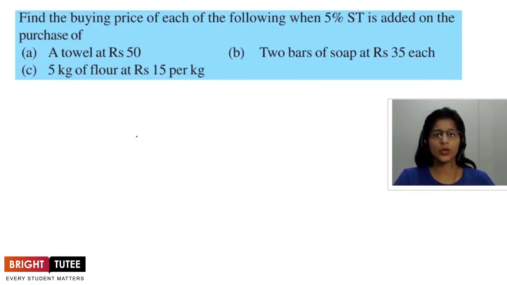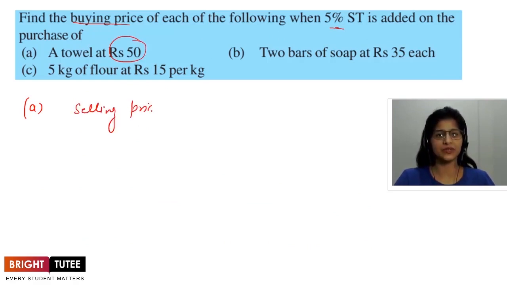Let us practice one more question on sales tax, and after it in the next lecture we are going to do a lot of practice questions on selling price, cost price, loss percent, profit percent, and these sales tax and value added taxes. So just to see in the first part, what are they asking? We have to find the buying price of each of the following when 5% ST is added on the purchase of these all. So in the first, what is the sale price, or I say the selling price?